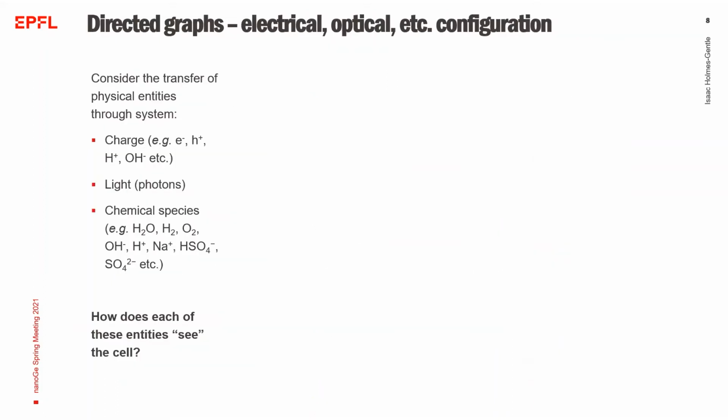So in order to connect together subcomponents, we need to consider the transfer of the physical entities through the system. And we considered 3 physical entities. Firstly, the charge, the electrons, and the ions going through the system. Secondly, the light, photons going through the system. And thirdly, the chemical species, such as the products and reactants. So how does each of these entities see the device, see the cell?